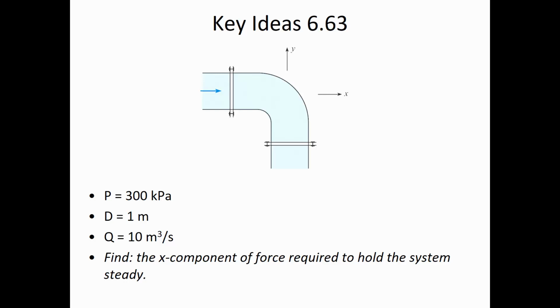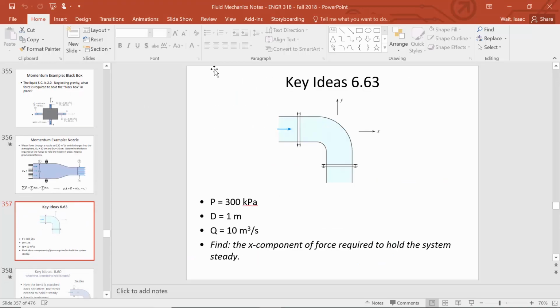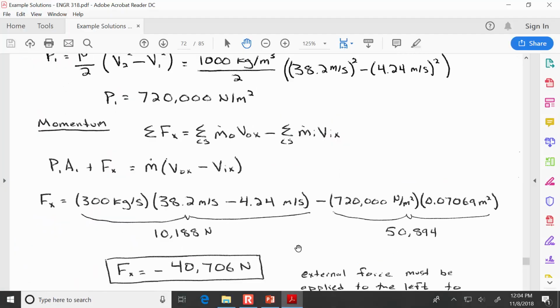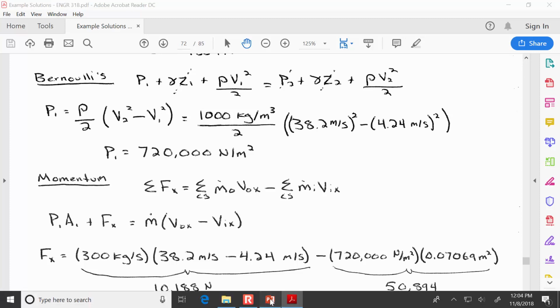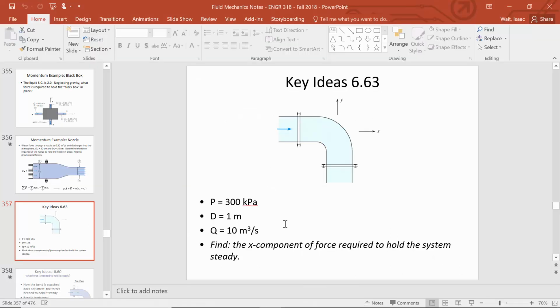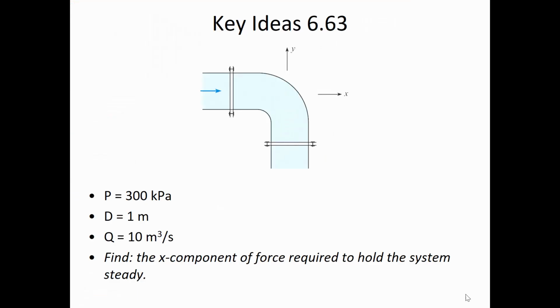So if we go back to how we were solving it here, you've got a mass flow rate, but there's no velocity out in the x direction on that homework problem. There's only a velocity in on that homework problem. So this may be even easier than the example you just solved.